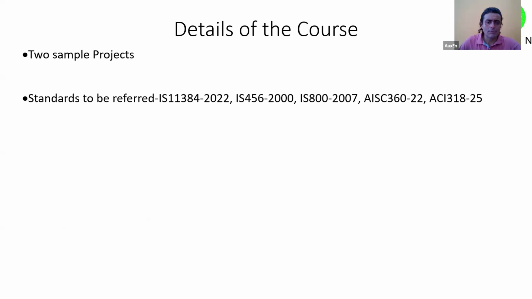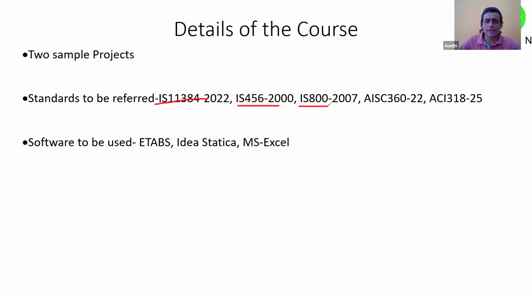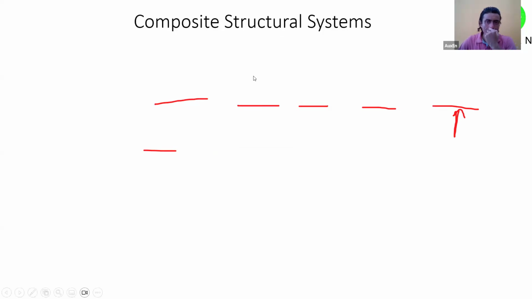And finally, we will take two sample projects. And as I told you before, we will be referring to IS 11384, that is the Indian standard. Then the Indian concrete code IS 456, Indian steel design code IS 800, the American code AISC 360 chapter I, and if required, we will refer to some provisions of the American concrete code, that is the ACI 318. And the software we are going to use is ETABS, Idea Statica, Excel. Good. So now let us begin with the different composite structural systems.